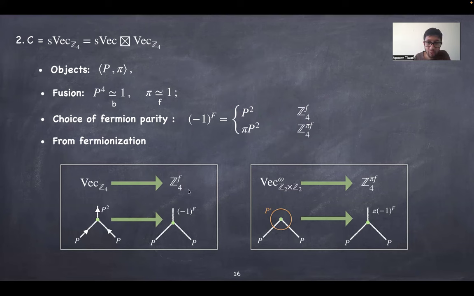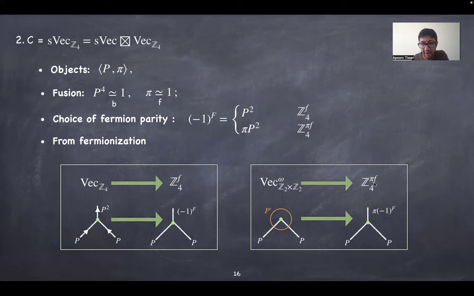So Z4F, which corresponds to the choice P squared, comes from Vec Z4. You can see that this local operator, here denoted in green, is a twisted sector operator of P squared. And after gauging, we saw that a twisted sector operator goes to an R sector boson. So that's just something that's attached to (-1)^F. And therefore, (-1)^F is P squared.